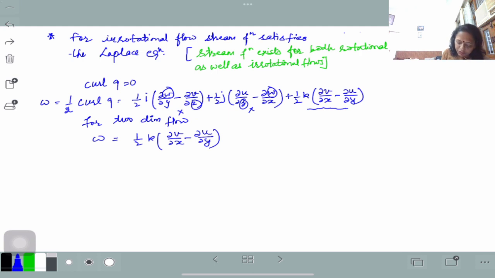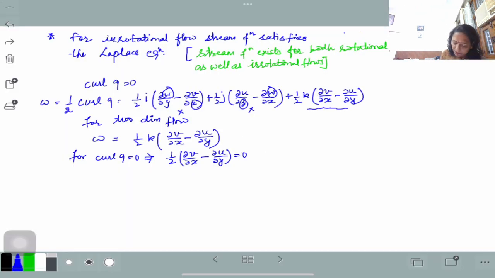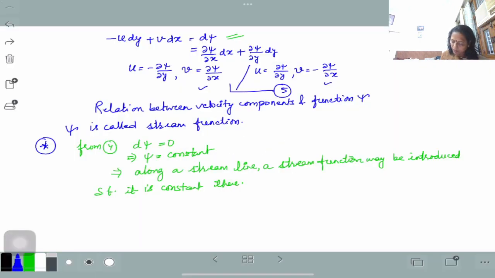And if the flow is irrotational, curl of Q has to be 0. For curl of Q to be 0, half of (∂v/∂x − ∂u/∂y) should be 0. Now if I put the values of v and u in terms of the stream function, I have defined the values of u and v by 5: u is minus ∂ψ/∂y and v is ∂ψ/∂x. I just put these values here in 6.